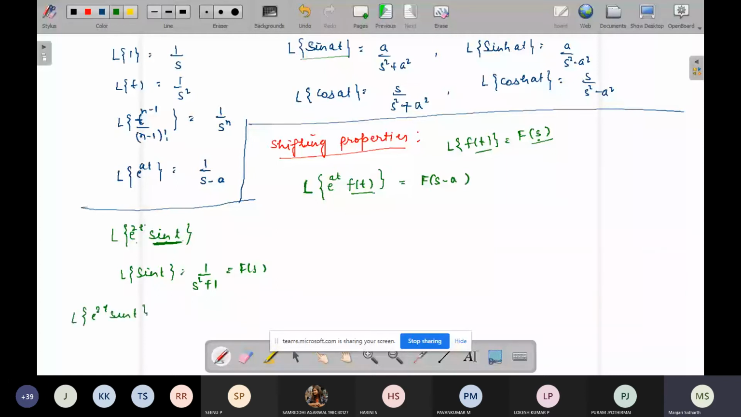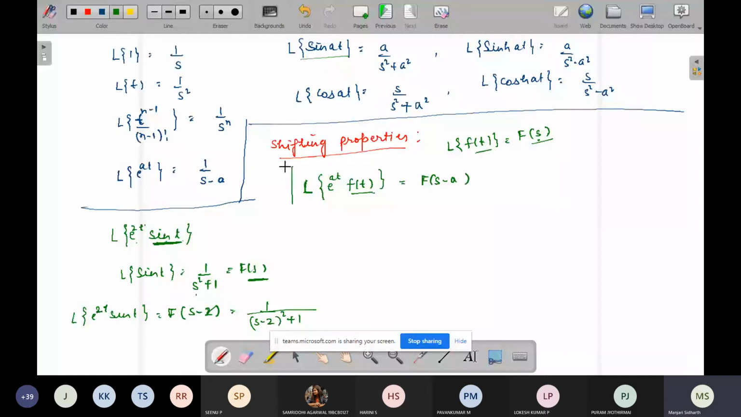That means F of s will be replaced, s will be replaced by s minus 2. That means here we will replace s by s minus 2. That's it. So this is the example, right? So shifting property 1.